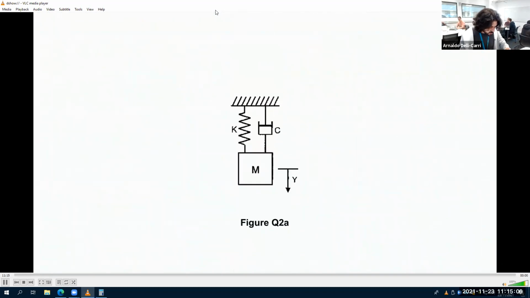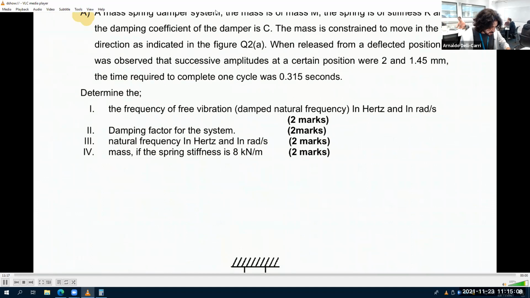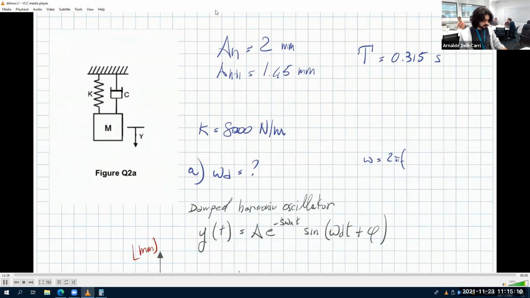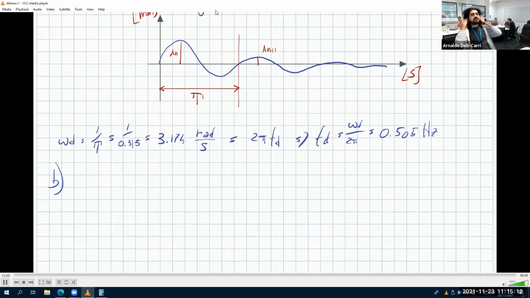For B, we are asked to find the damping factor of the system. What is the damping ratio? Damping factor, the damping ratio is the same thing. So let's recall the damping ratio. Damping ratio is C over C critical. Remember, C critical is also 2 omega n m, or 2 times the square root of Km.